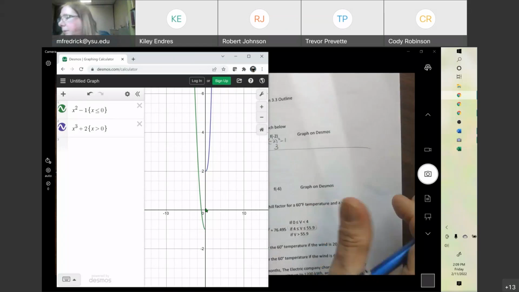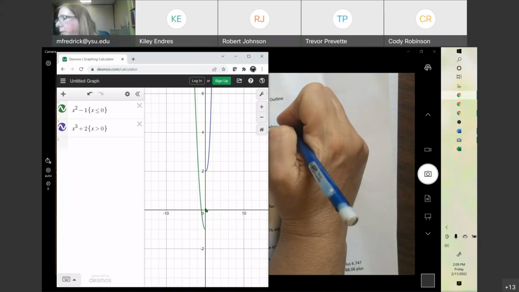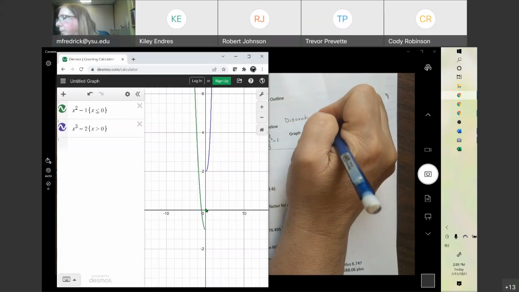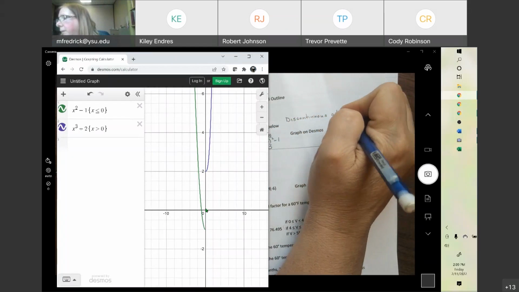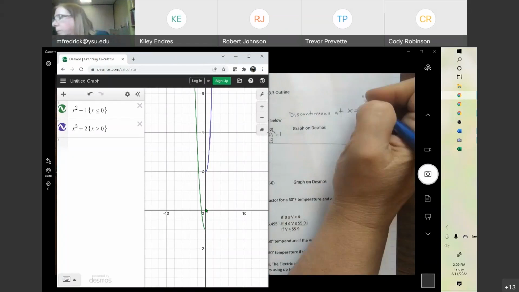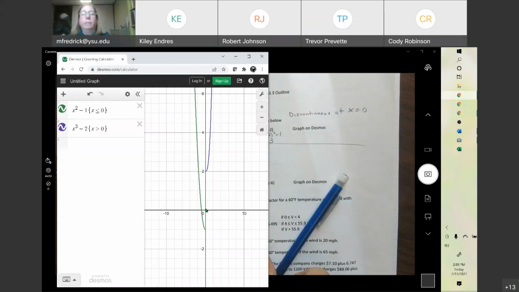So this would be discontinuous at x equals, and then you would put the x value, which in this case is 0. So if we trace the graph, there's a jump in the line here. It's broken. So it's discontinuous at that x value, which in this case is 0. Any questions on that?